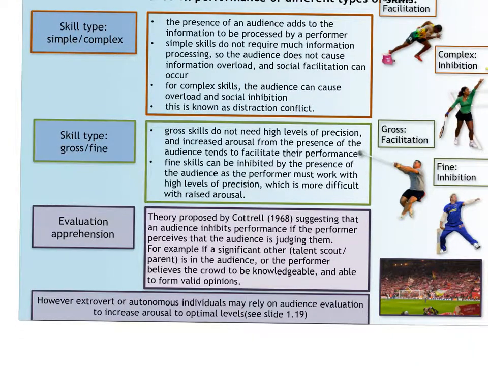So the last bit down here, we're looking at a theory suggested by Cottrell in 1968, suggesting that an audience inhibits performance if the performer perceives that the audience is judging them. So we're looking at evaluation apprehension. For example, if a significant other, so a talent scout or a parent, is in the audience, or a performer believes the crowd to be knowledgeable and able to form opinions. So evaluation apprehension is where you think there is a significant person in the crowd coming to watch you, and this can bring about apprehension towards your performance.